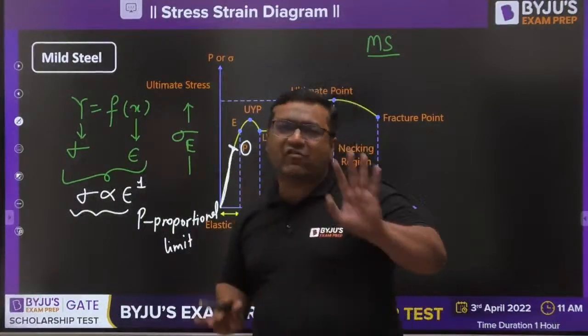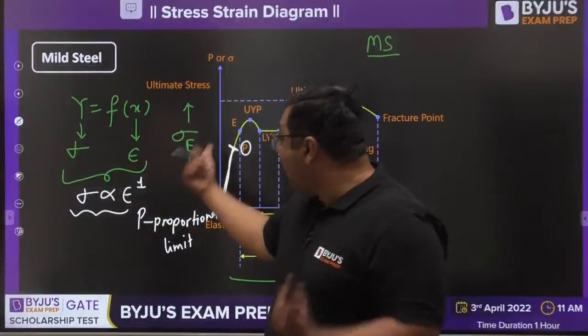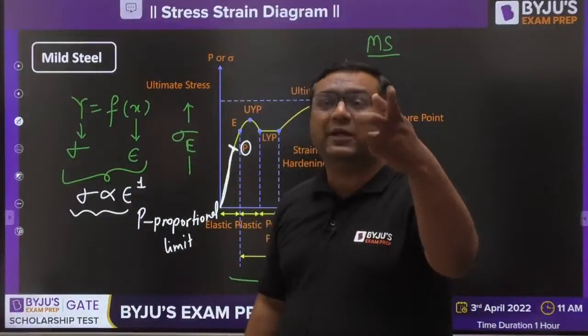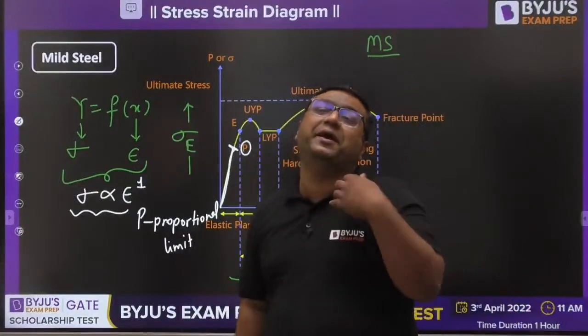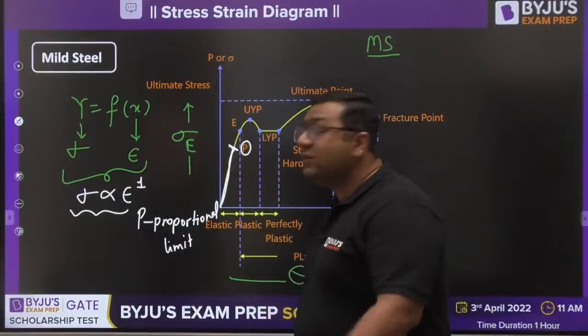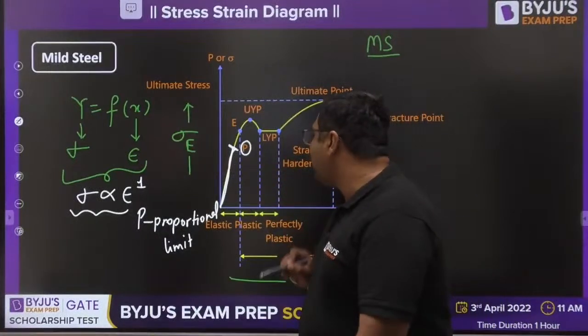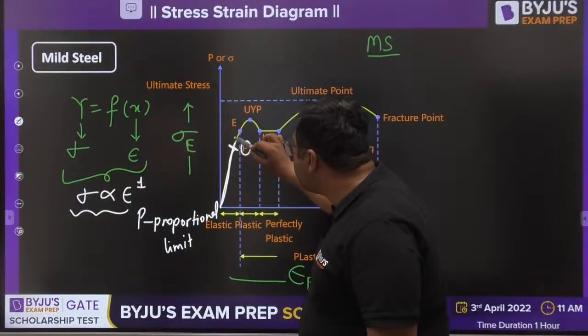Guys, this definition you have seen in books. But why it is happening is not given in the books, and that I will be telling you. So first I am defining the point, then I will be defining the regions and the reason behind them. Then, after the proportional limit, you will have some kind of curvature.